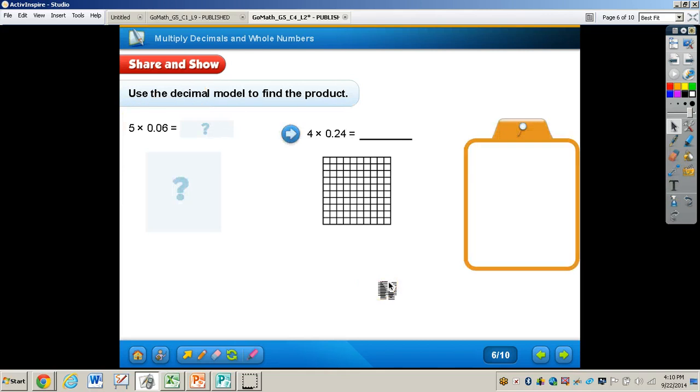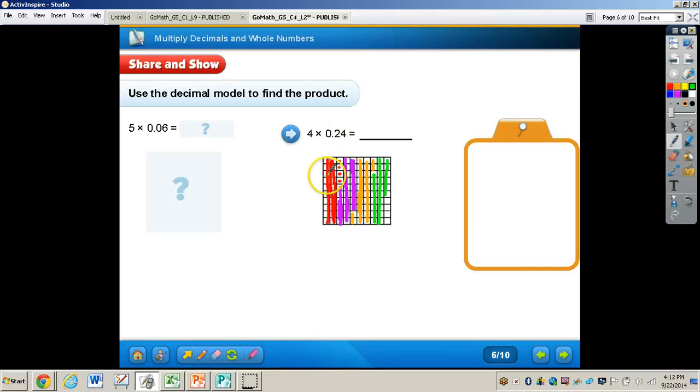Now taking a look at this next problem, we have 24 hundredths times 4. Now what you will need to do in your Go Math book, I want you to shade in 24 squares 4 times, representing 24 hundredths times 4. Use different colors for each section. When you're finished, you can press play and I will show you what it needs to look like. Pause the video now.